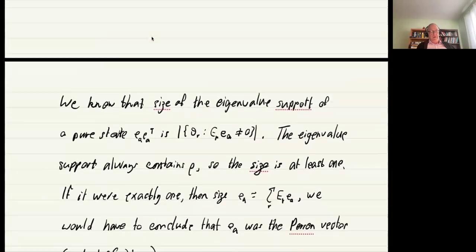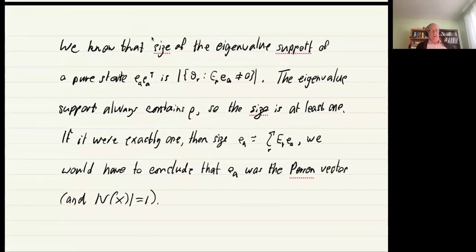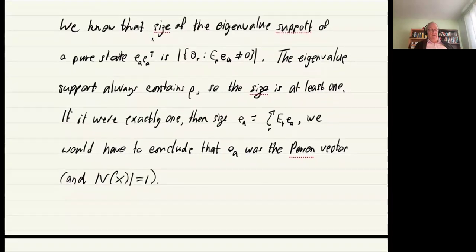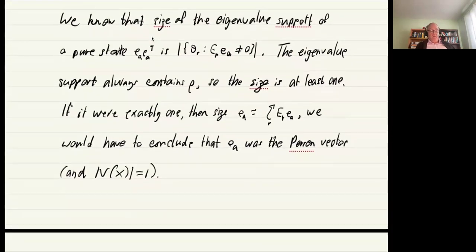Now I want to talk about the size of the eigenvalue support. As I said earlier, the eigenvalue support of a pure state is just the set of eigenvalues theta_r such that E_r e_a is not zero. If your state's not pure, there's a more complicated definition, but it reduces to this. The eigenvalue support clearly always contains rho, because the entries of the Perron vector are non-zero, so the a entry of the Perron vector is not zero. So the size is at least one.